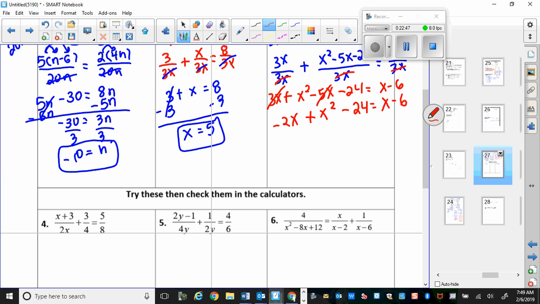So I'm going to subtract x's on both sides, and I'm going to add 6. I'm going to do the opposite. So subtracting x's and adding the numbers 6 to both sides. I'm skipping a step here. I get negative 3x plus x squared minus 18 equals 0. So I'm just going to rewrite this to standard form. So x squared minus 3x's minus 18.